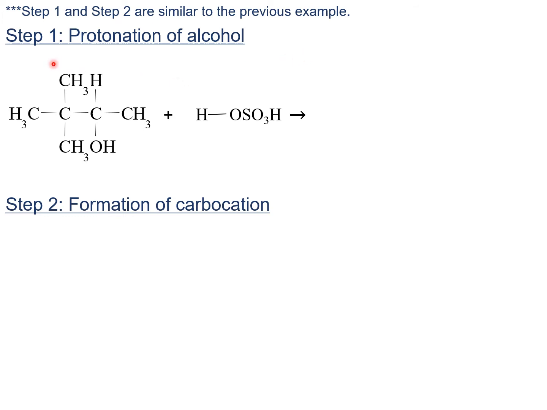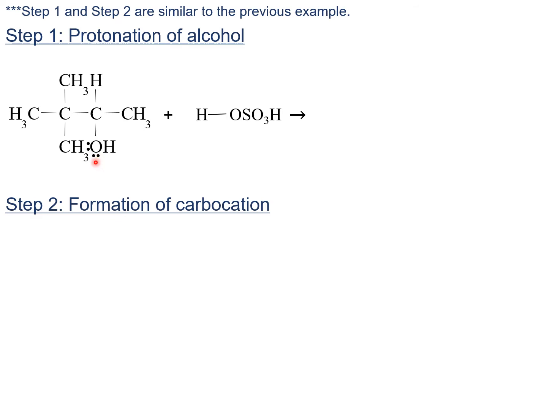So the first step is we protonate the alcohol. If this is the alcohol, and this is the acid catalyst being used, which is H2SO4, you have to separate the H from the rest of the acid catalyst, OSO3H. Okay, because we want to protonate this alcohol. And to protonate this alcohol, we have to show an arrow from this oxygen attacking this hydrogen. To do that, you have to show the lone pair of this oxygen atom.